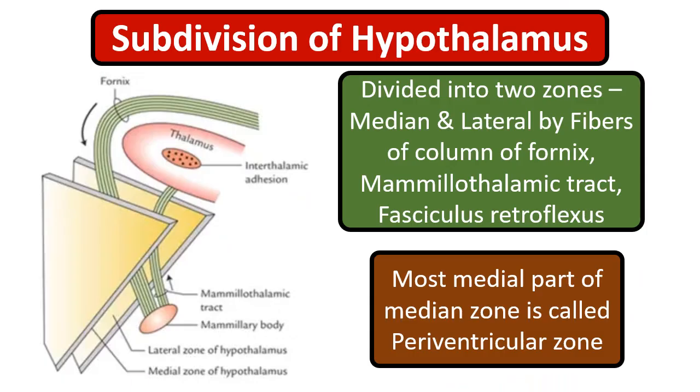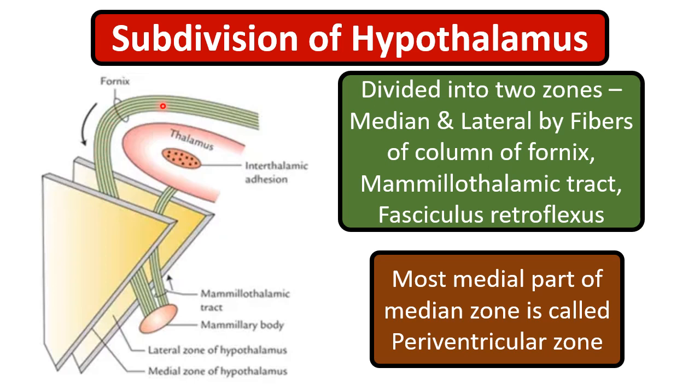Moving to the subdivisions of the hypothalamus. We have seen the location of the hypothalamus, and now how is it subdivided? Here you can identify two areas. This yellow colored one is the hypothalamus. This is the medial area and this is the lateral area. Now how are these two areas separated? Try to see these green lines. They represent the fornix.